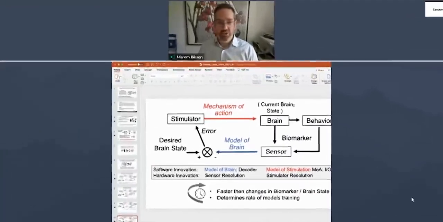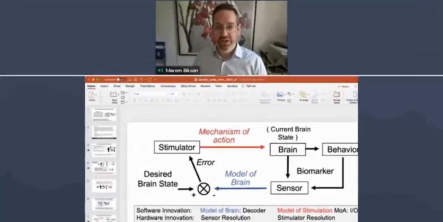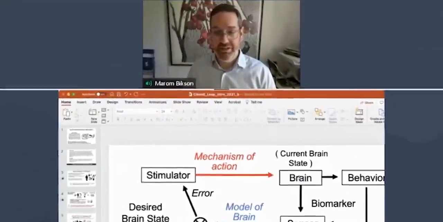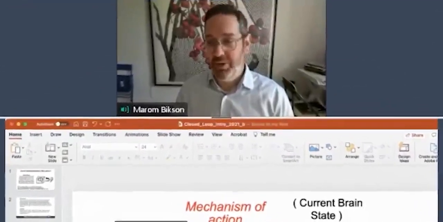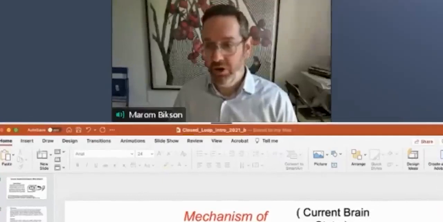One thing to keep in mind is you want this loop to be faster than the change in the biomarker of brain state. Meaning if it takes us 10 minutes to go around, and at this point the brain state has changed, we've missed the target.